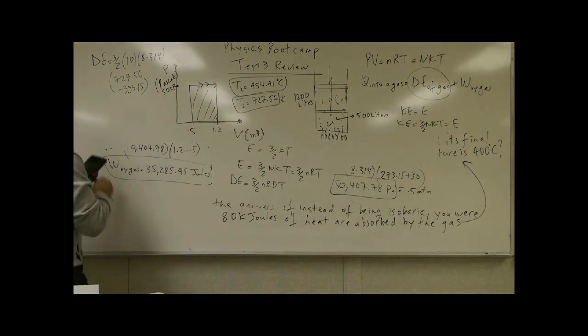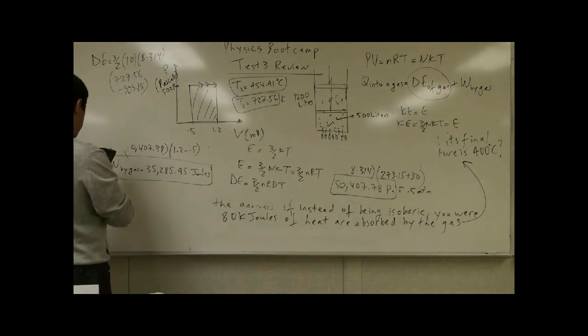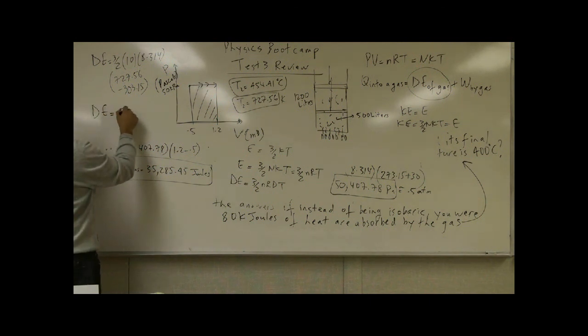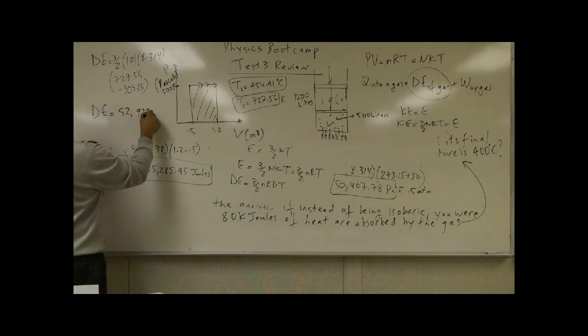Okay, so now I have here 1.5. The delta E is going to equal 52,928.17 joules.